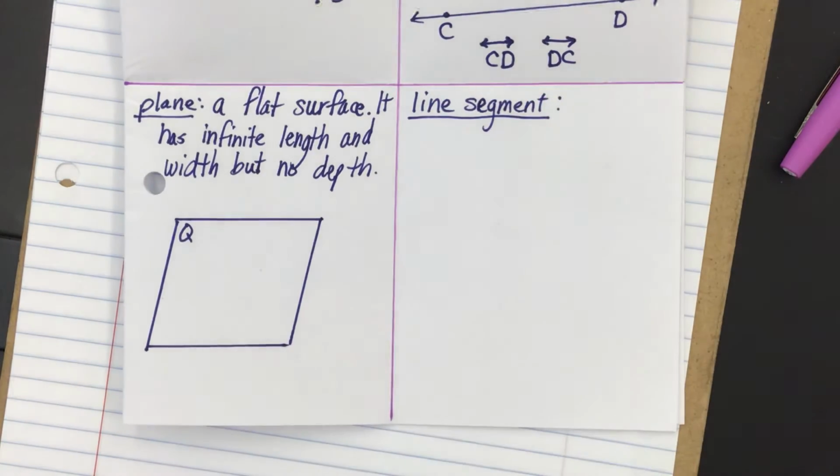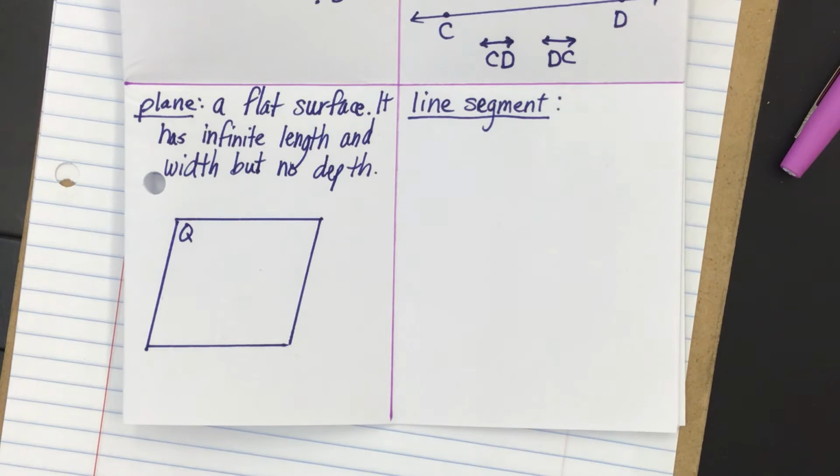Okay. The next thing we're going to talk about is a line segment. It's exactly like it sounds. It is just a part of a line. So for instance, we're going to pretend my pen is a line segment. A line segment has two endpoints, okay? Here and here for my pen. And it has infinitely many points in between them as well. So a line segment is just a part of a line, and it has 2 endpoints.